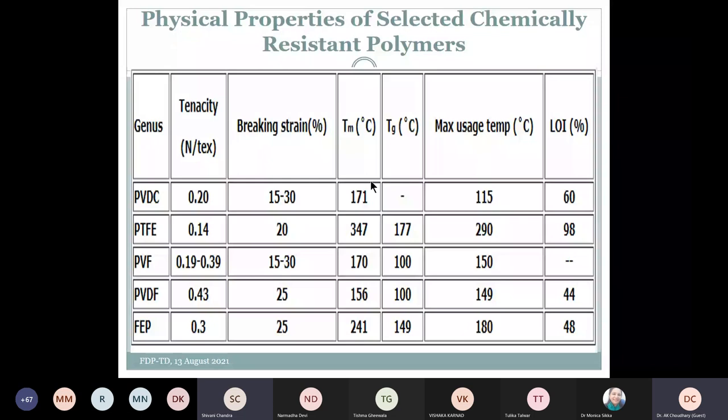These are the comparative properties of the fibers. I have already communicated this PPT to your coordinator, and you will find all the details of these fibers there.